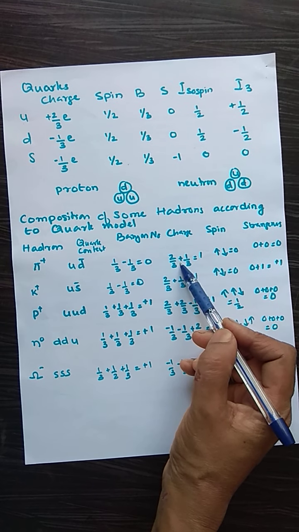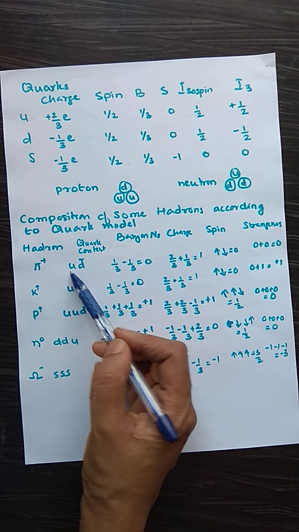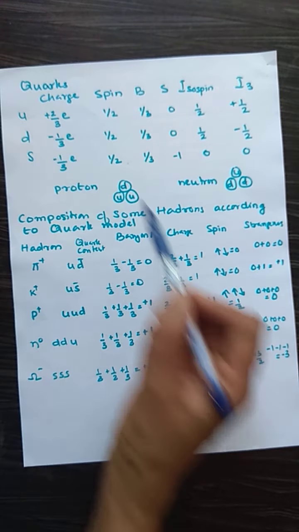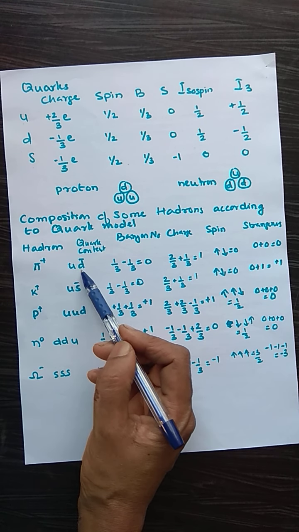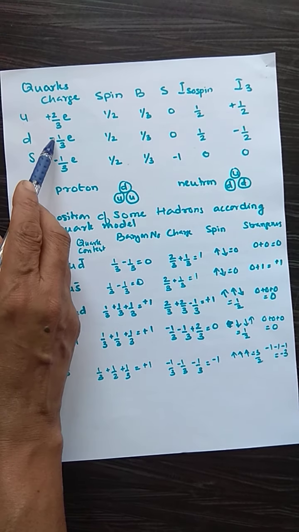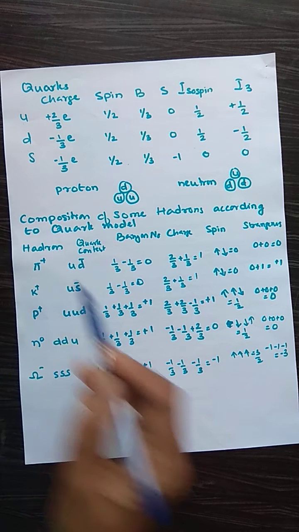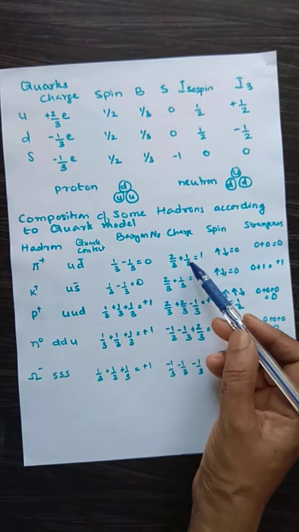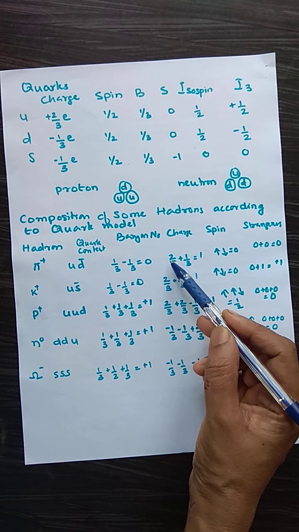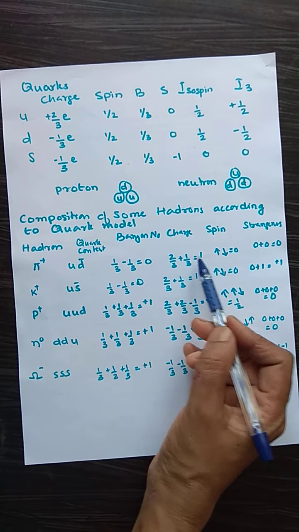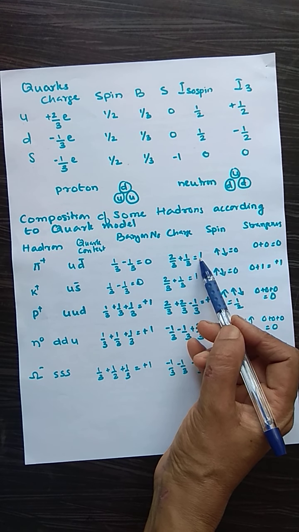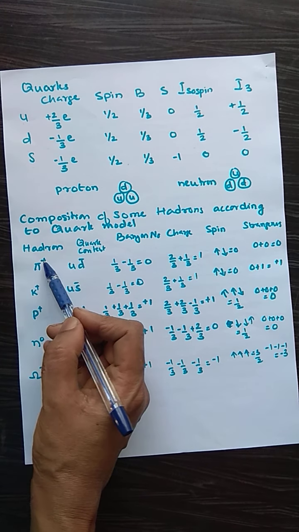Now look at charge. You can substitute for U. Charge of U is plus 2 by 3. Then for the anti-D quark: the D quark has minus 1 by 3 charge, so anti-D will have plus 1 by 3. So this will give you a total equal to 1. So it has 1 unit of charge, that is 1 positive charge.